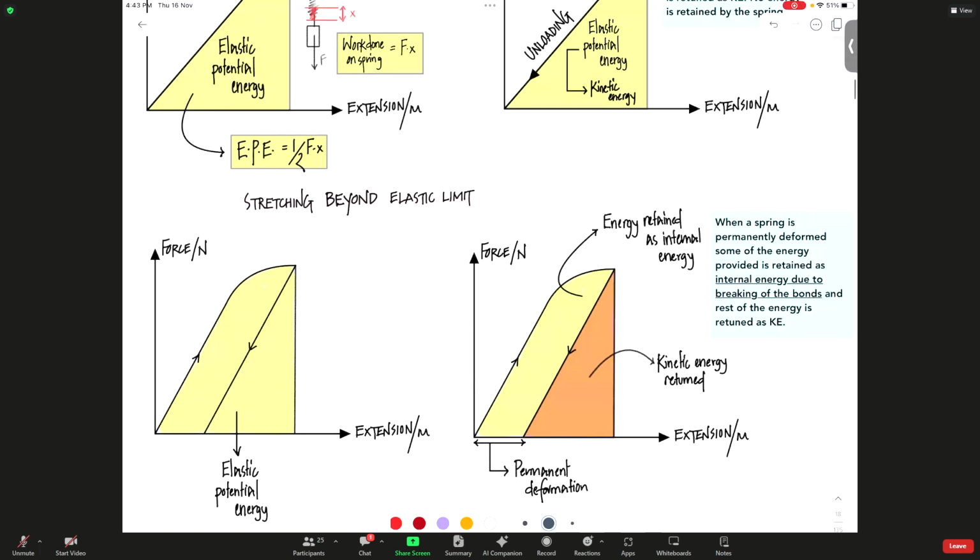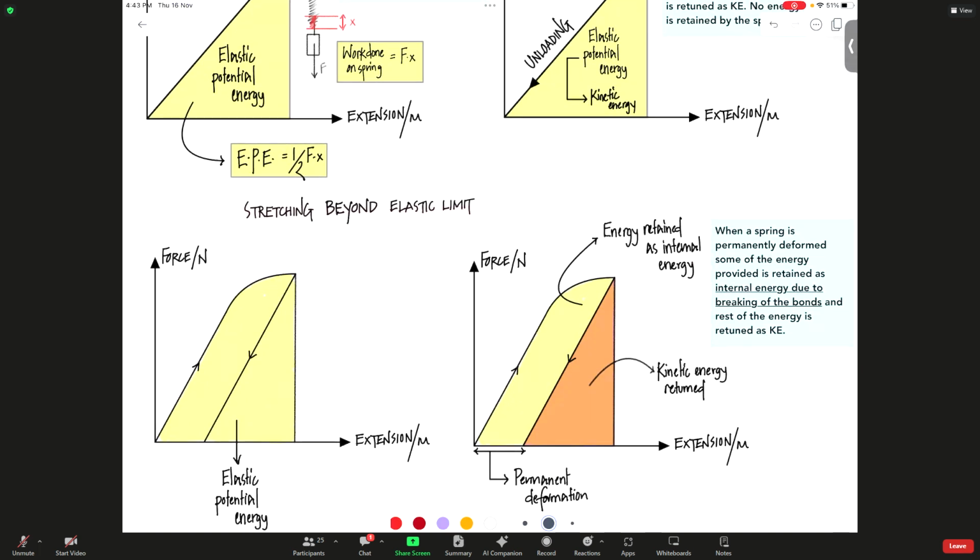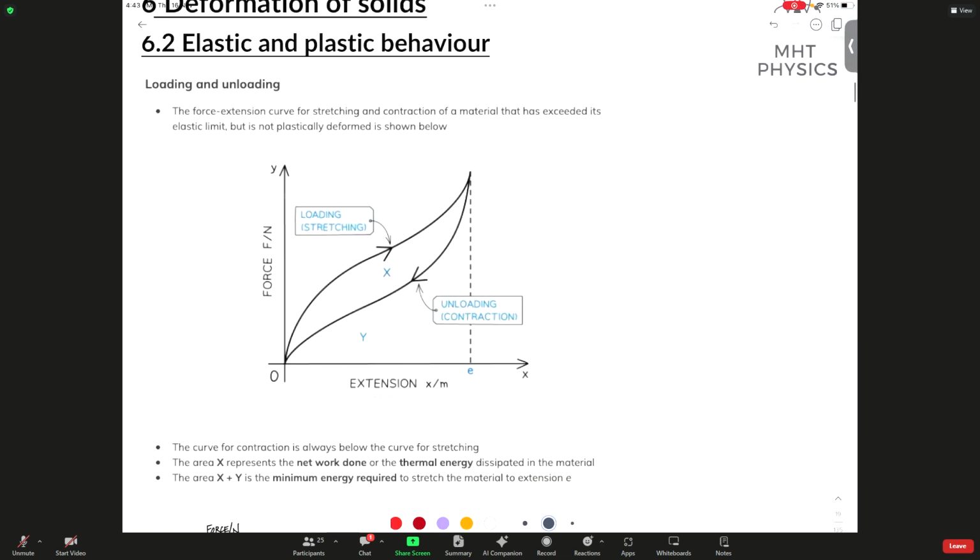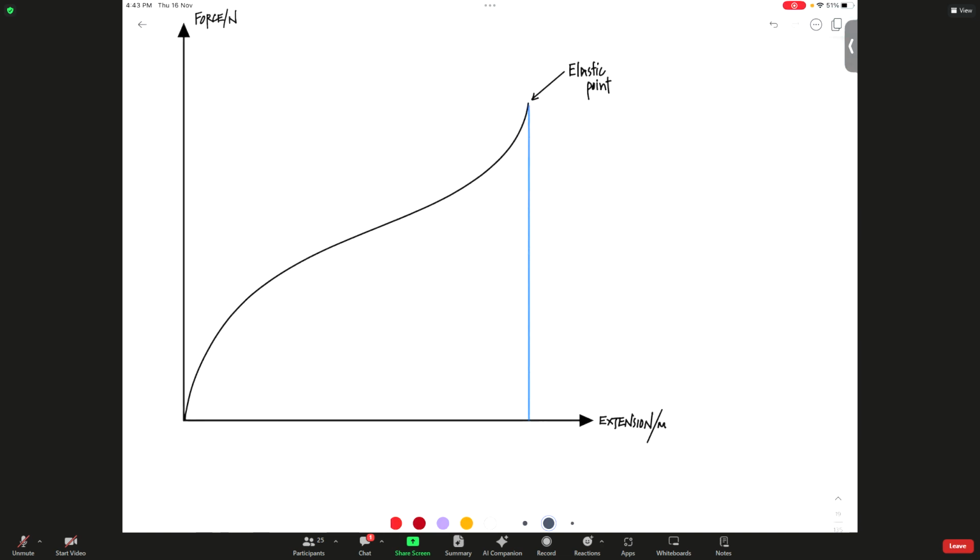Do you recall this class? Isn't the area under the graph representing the elastic potential energy stored? It was the same. It doesn't matter what material it is. Graphs are graphs. So this area under the graph that you see here basically represents the total energy that you have given to the system. What would the label of this energy be?